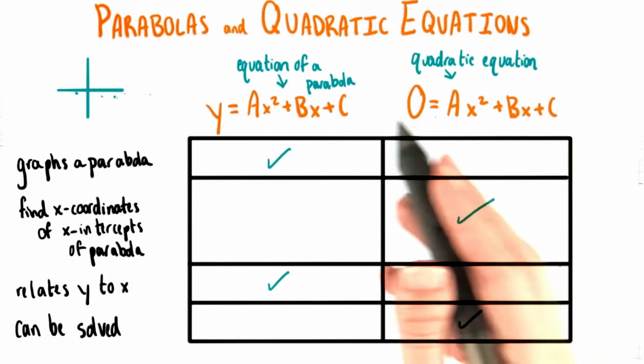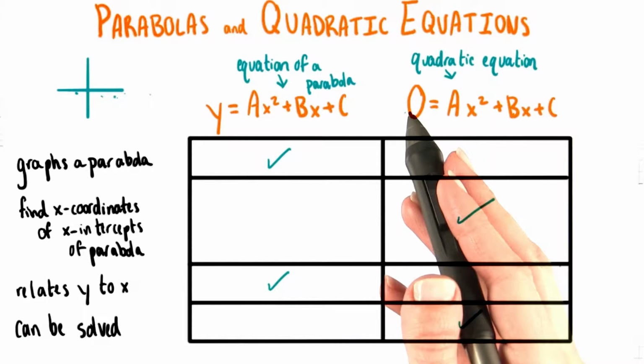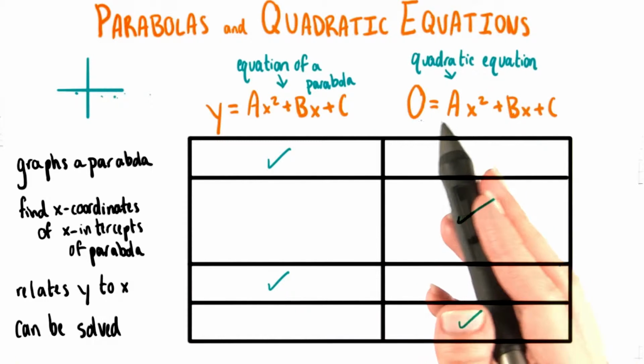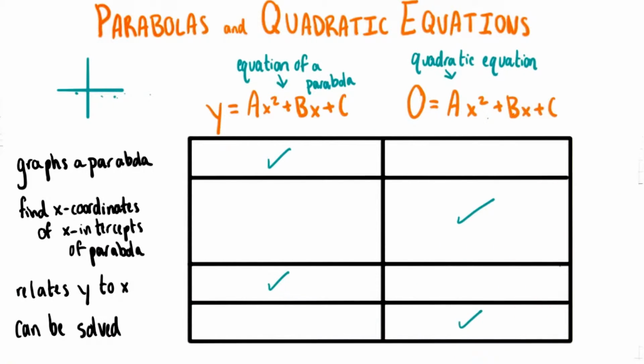We can't do that with this equation over here because there is no variable on the left side. The only variable in the quadratic equation is x. So clearly, the equation of a parabola relates y to x, whereas the quadratic equation does not. However, the quadratic equation is really powerful and useful for us in its own ways.